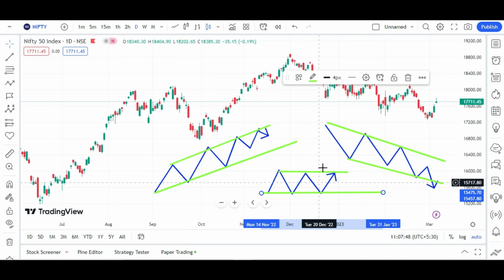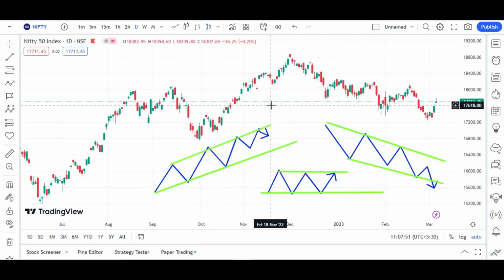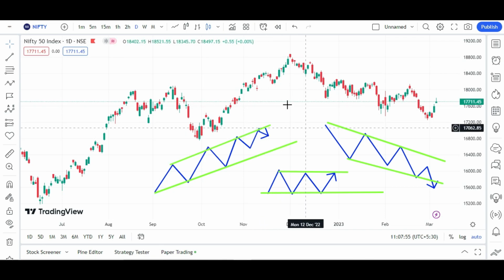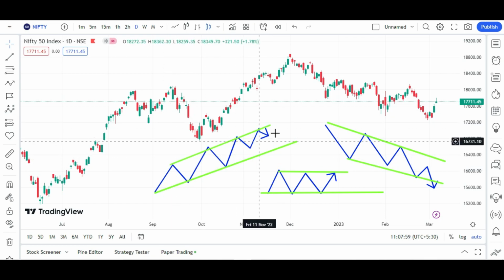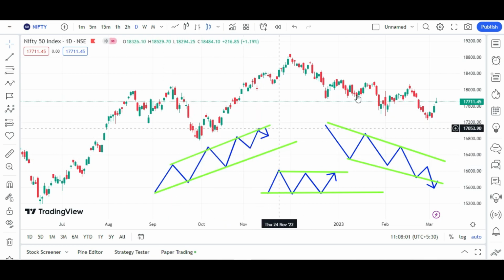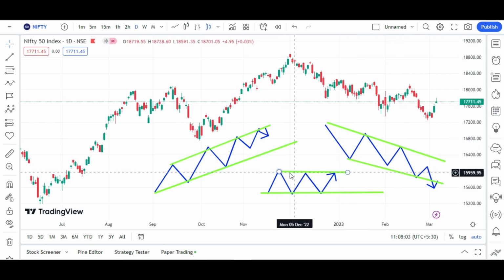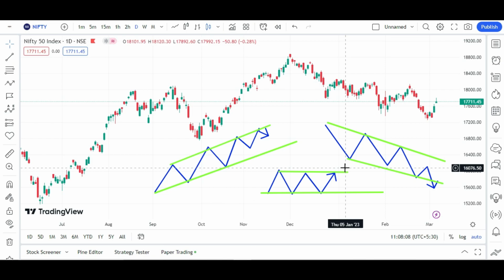So from this example, you can understand that trend lines are basically of two types. Either it is going to be a diagonal trend line like this, or it is going to be a horizontal trend line. So basically there are two types of trend line. One is diagonal and one is horizontal.